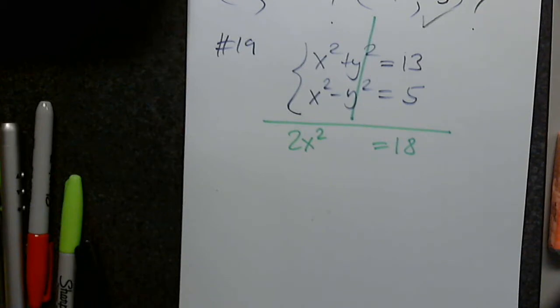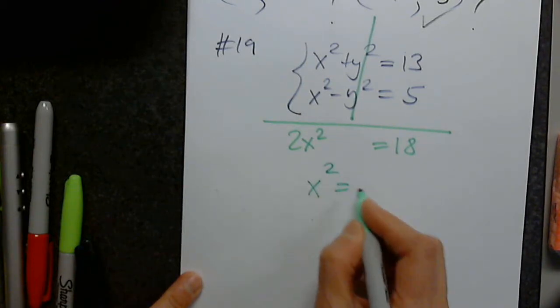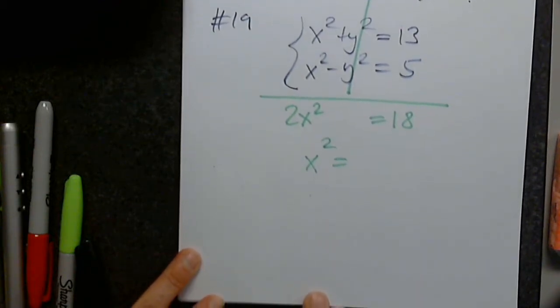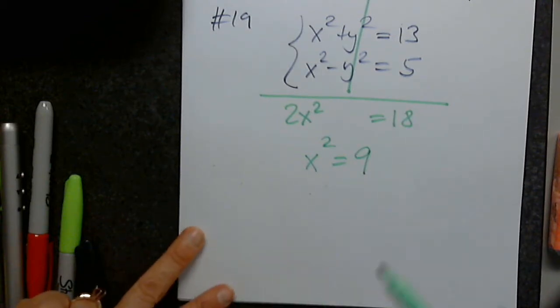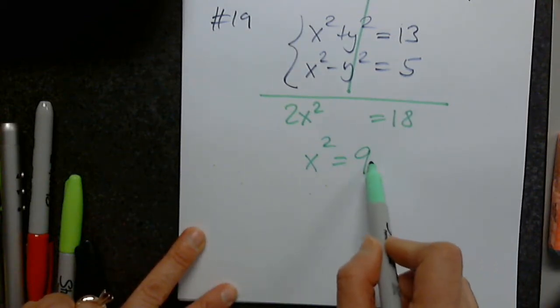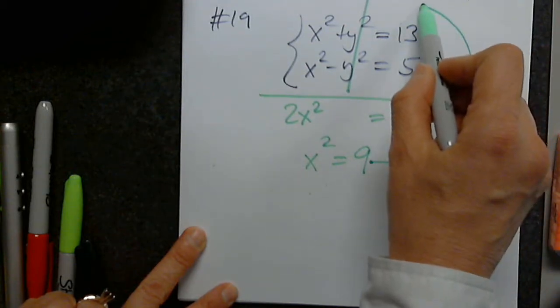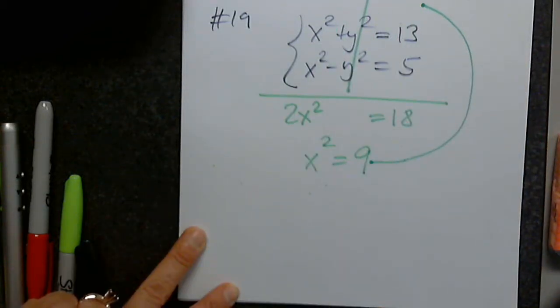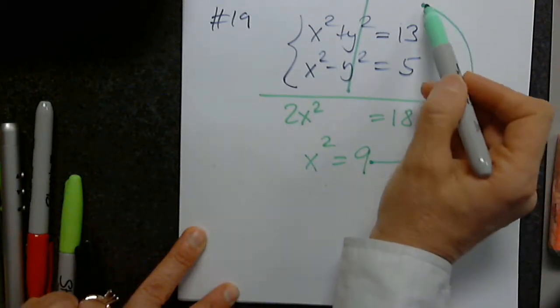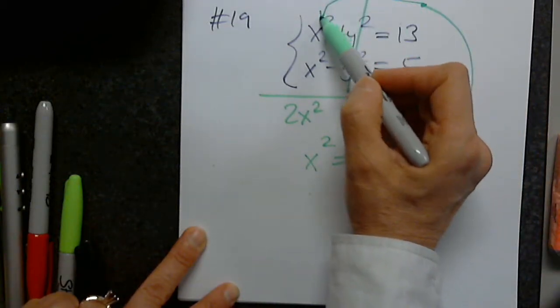I added term by term. I used the elimination method. How much is x squared? 9. Very good, awesome. Let's go back now. X equals 3. No. 2 solutions, please. Yes. So let's go back with x squared.